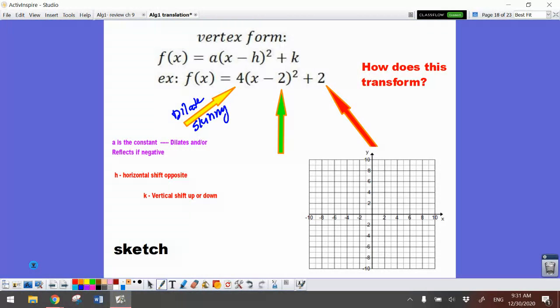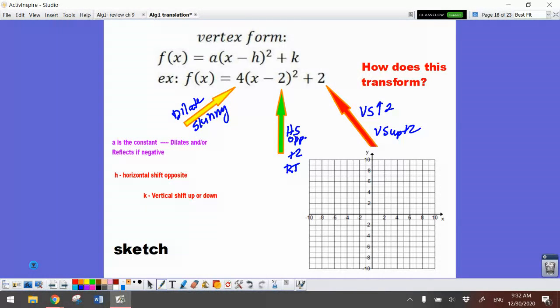Okay. Now, I've got 2 pieces here. This one is inside of the parentheses. So I know inside is horizontal and it has to be the opposite. So what is the opposite of minus 2? It's plus 2. So horizontal shift of plus 2 means I'm going to the right. Okay. Now outside the parentheses, that's a vertical shift, which means I'm going up 2. So vertical shift up 2 is my second motion.